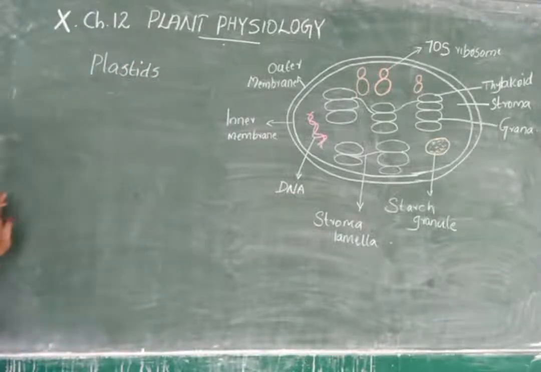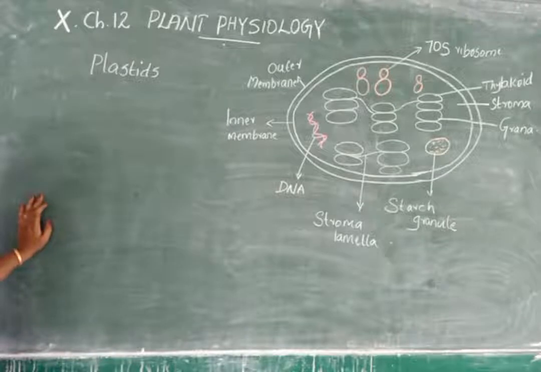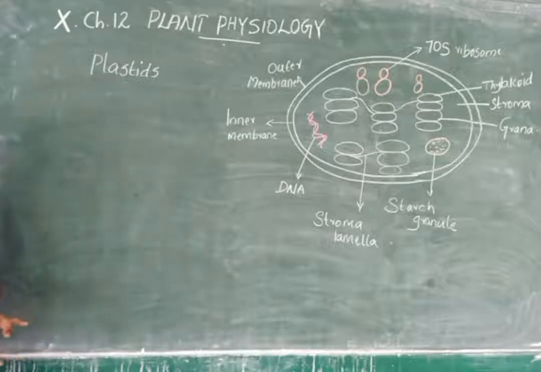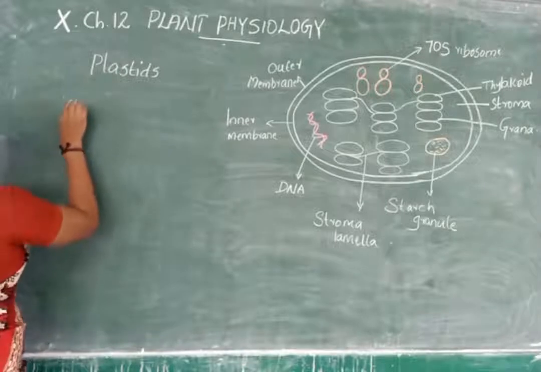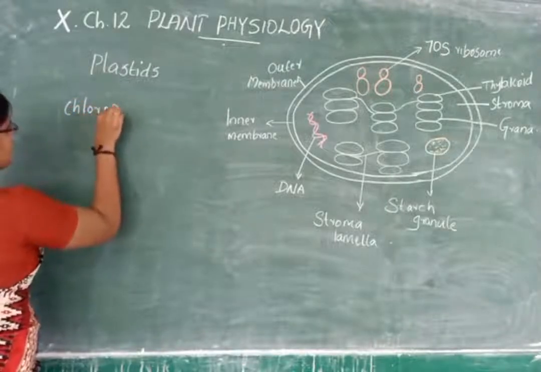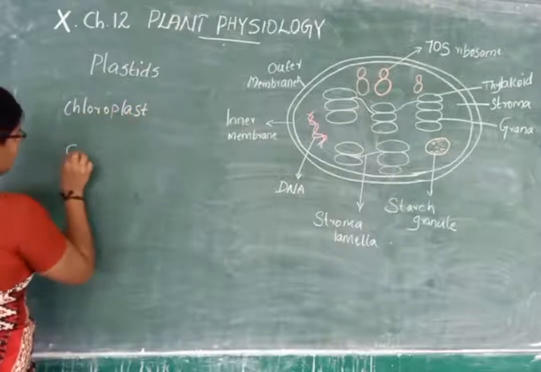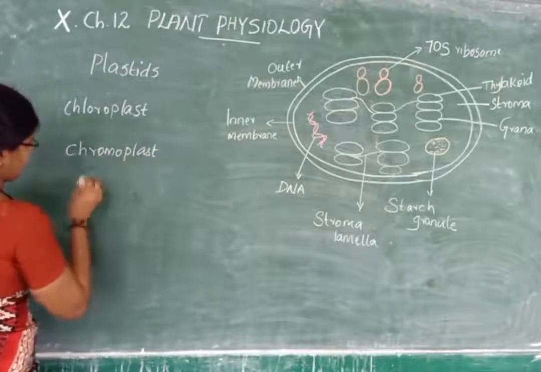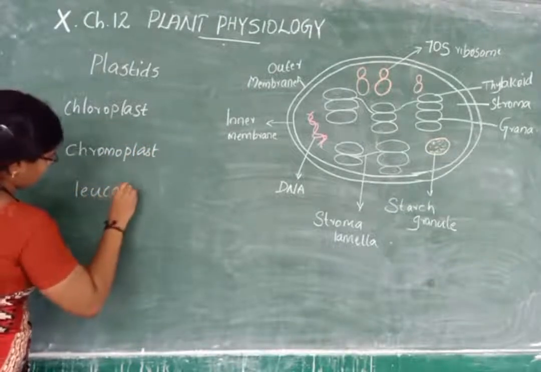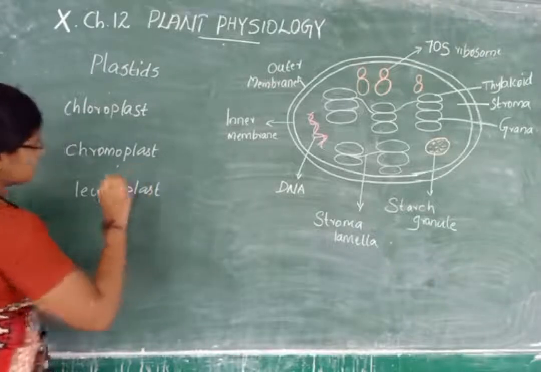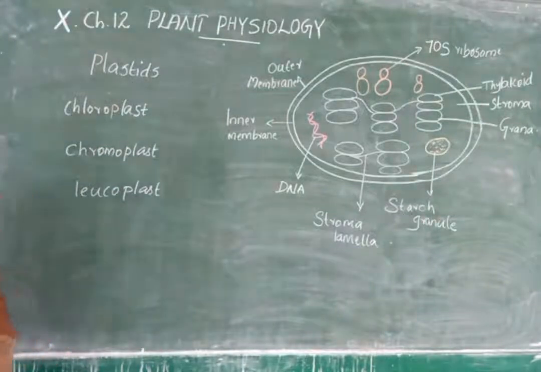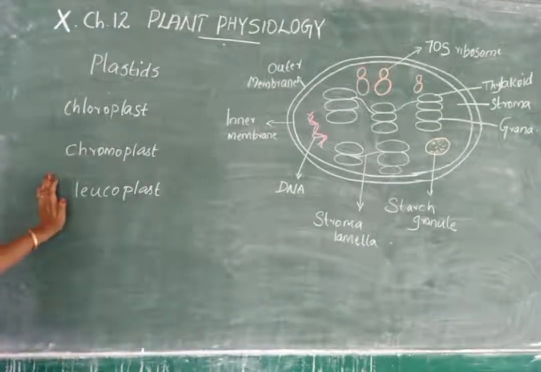Plastids are double membrane organelles, which means they have two membranes. They are found in plants. There are three types of plastids: chloroplast, chromoplast, and leucoplast. Those are double membrane bounded organelles.